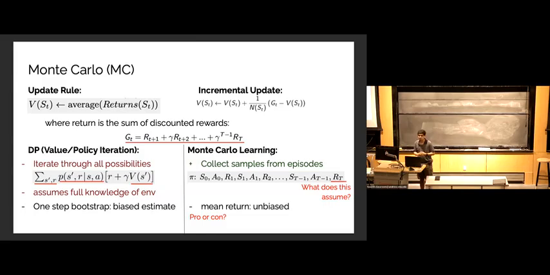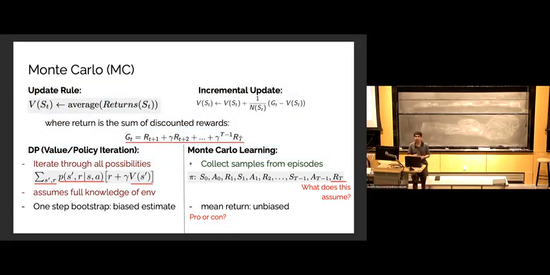So Monte Carlo is a method where you update your value function using the average of your returns. Essentially, you collect samples from your environment, so a set of state, action, reward trajectories. Then at the end of the trajectory, you update each of the states that you've encountered with the average return, and return is computed as the sum of the discounted rewards. So essentially this quantity right here.